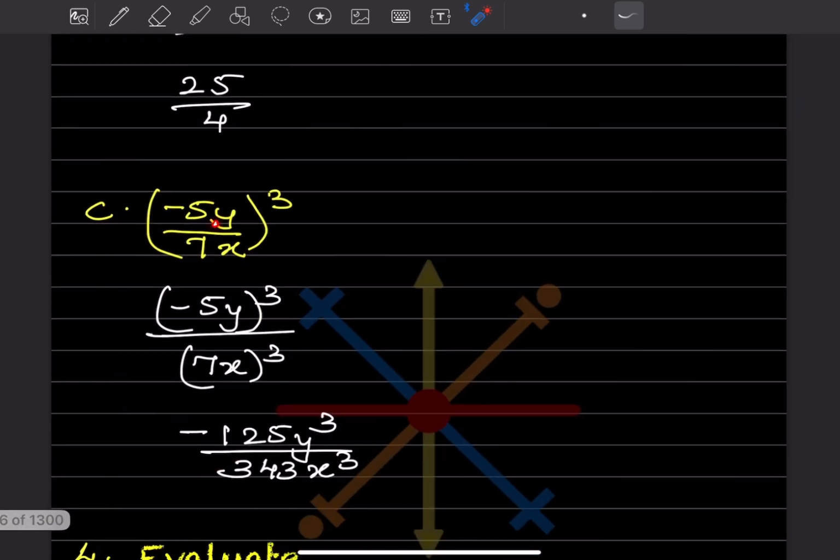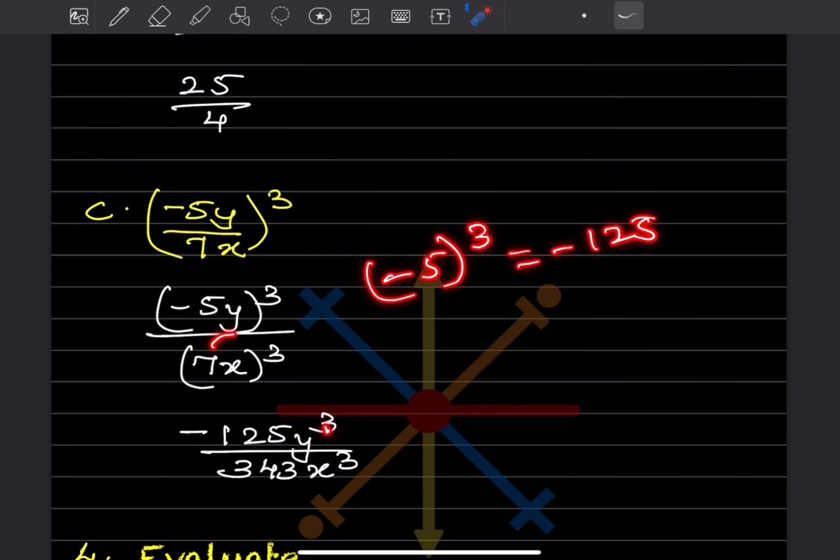Again here the same, minus 5y raised to 3, and this will be 7x raised to 3. So this will be minus 5 cubed, that will be minus 125, and y cube, and this is going to be 343, and this is going to be x cube.